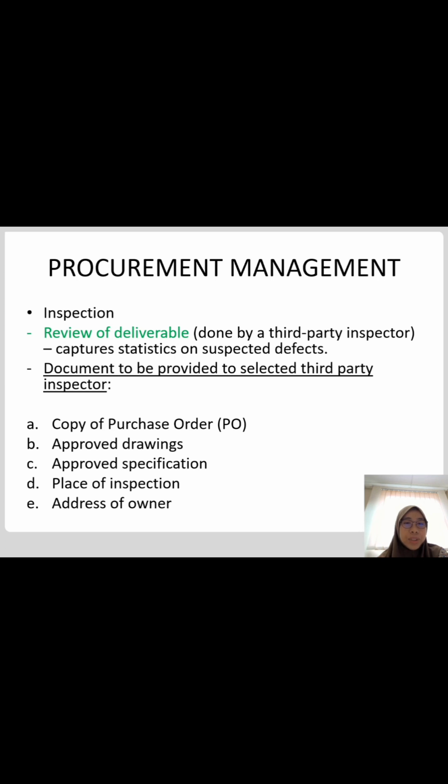In inspection, we need to review deliverables, done by a third-party inspector to capture statistics on suspected defects. Documents that need to be provided to the selected third-party inspector are the copy of purchase order, approved drawings, approved specification, place of inspection, and address of owner.